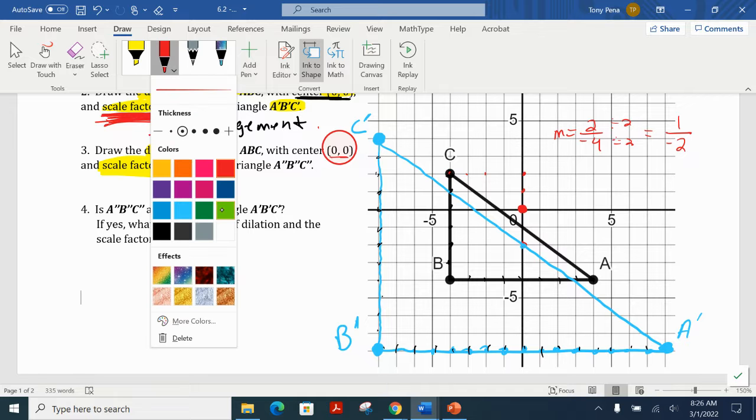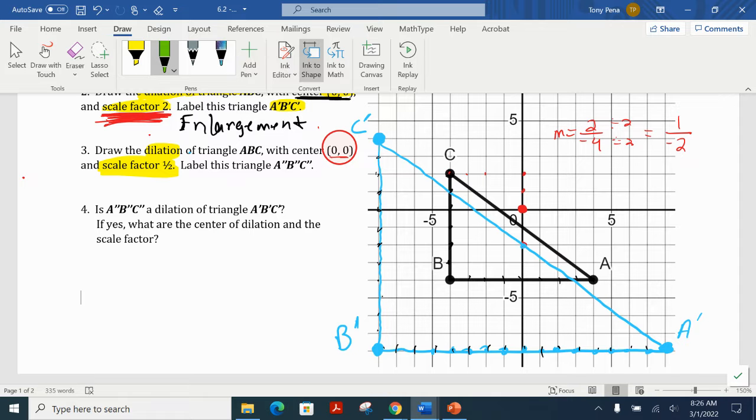I'll do this one in green here. All right, so now that one. Go up 1, and then left 2. So this should be C double prime. So this one you're going to mark with the 2 tick marks, just because I'm telling you to do that right here.